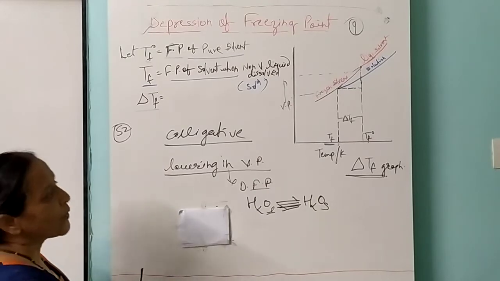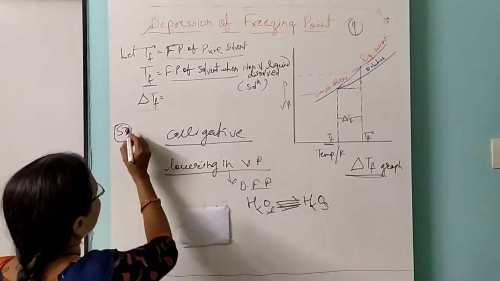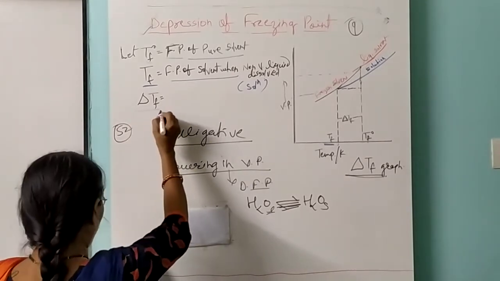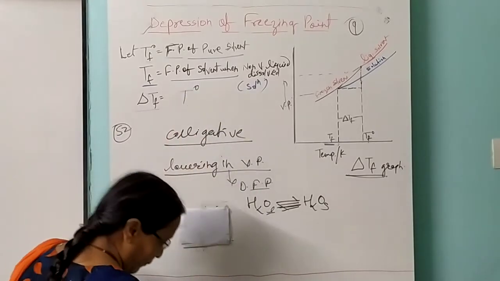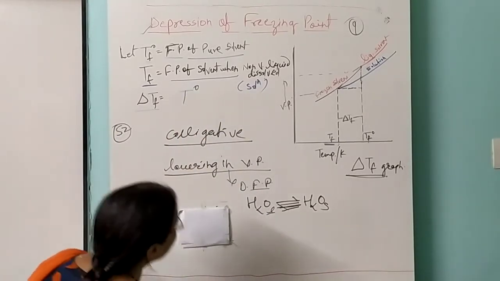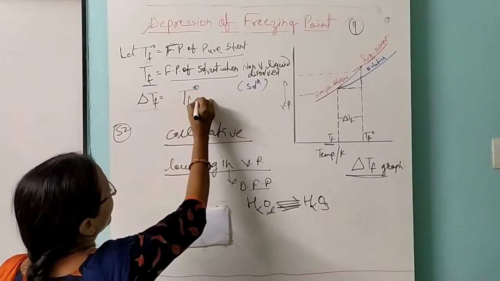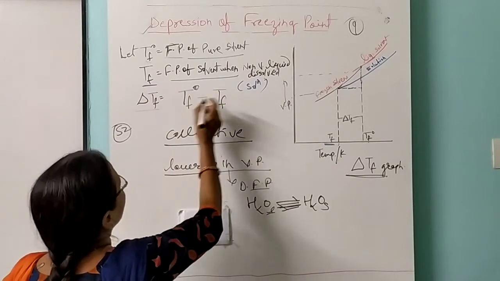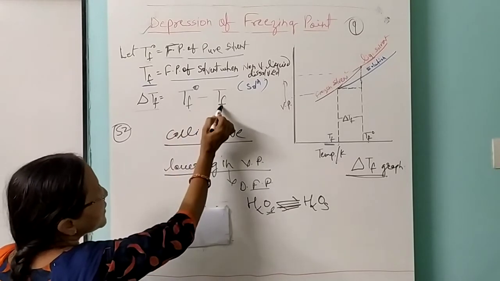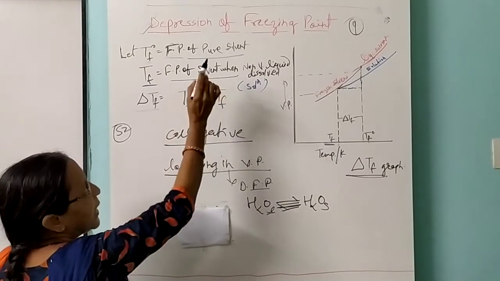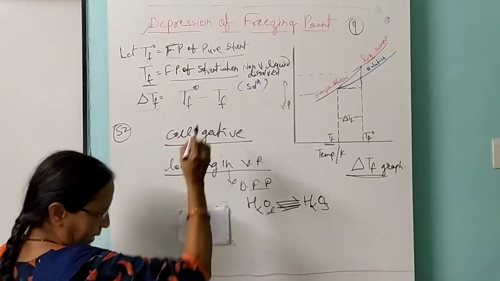So when we want to calculate this, we can write delta TF is equal to T0F minus TF. T0F is the freezing point of the pure solvent, minus the freezing point of the solution, in which a non-volatile solute is dissolved.